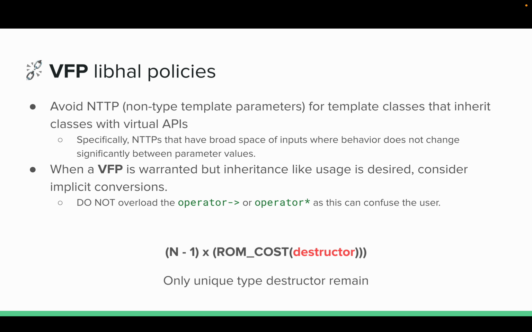If you want to use VFP and you want the inheritance-like usage, you can use implicit conversions. I actually don't recommend you overload the arrow operator or the asterisk operator for a couple reasons. One, you can't overload return types outside of implicit casts in a way. So you would only be able to get one of these for one thing. Also, it could confuse your user.